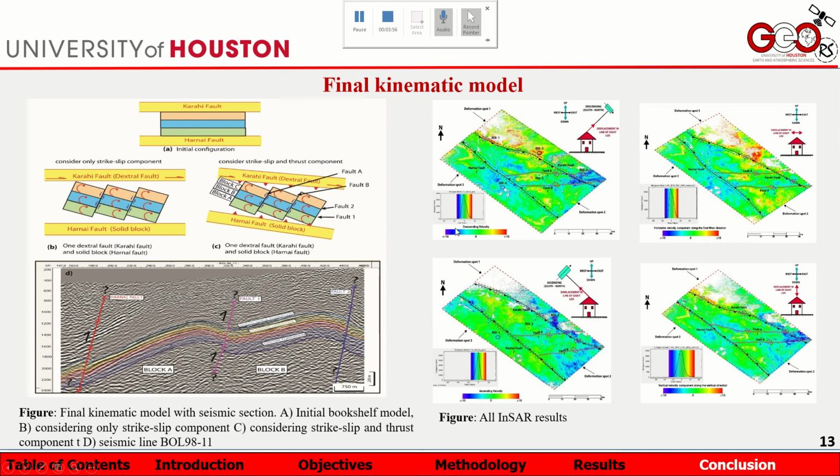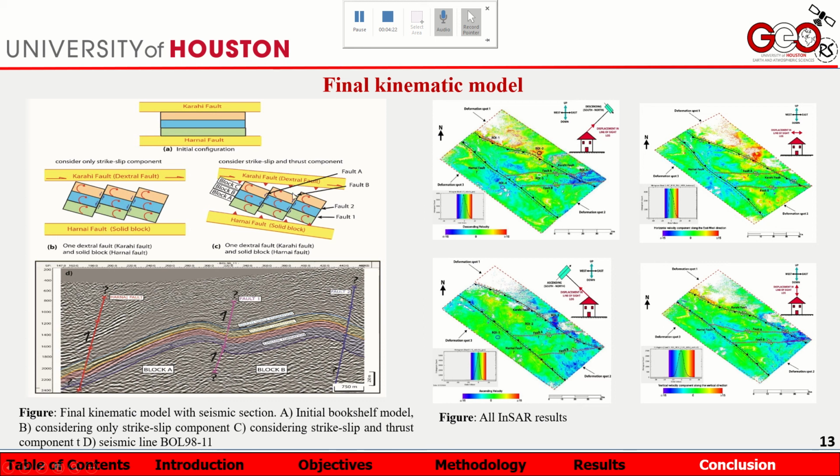So overall, I can say that the Karai fault shows right lateral movement, and in the InSAR result, I didn't see any movement for the Hanai fault, either right lateral or left lateral. So that's why I interpret the Hanai fault as a split block.